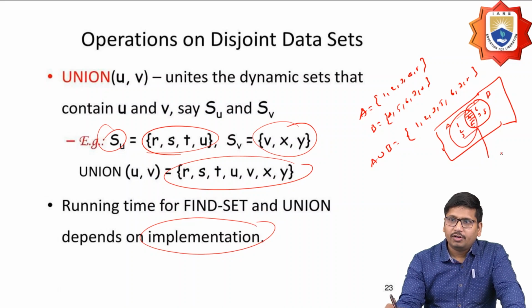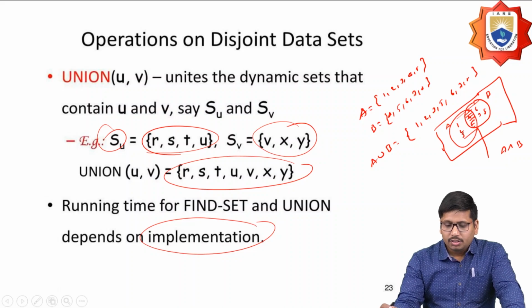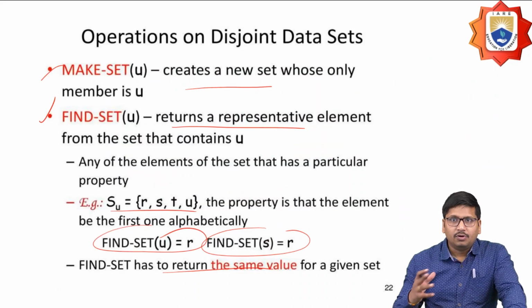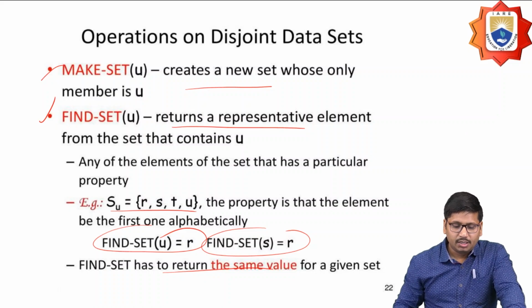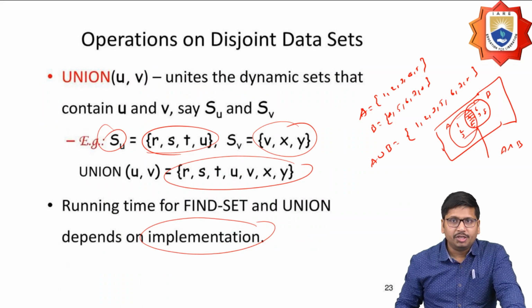So this should be for A intersection B. Like this, three kinds of set operations we can perform on a disjoint data set. The first one is making a set, then finding the set in another one, and applying the union operation.